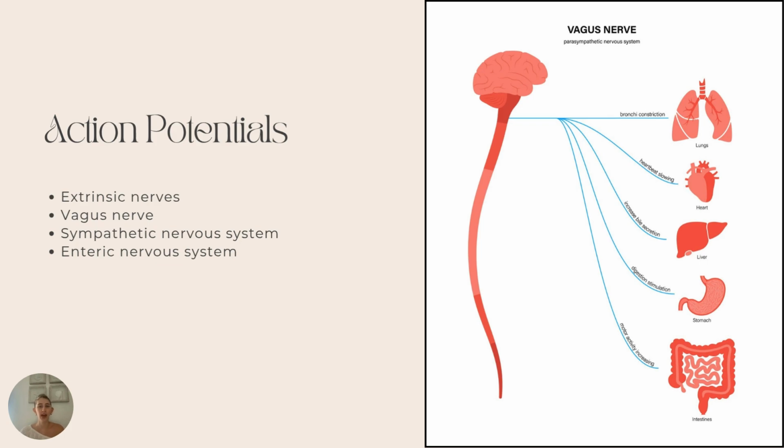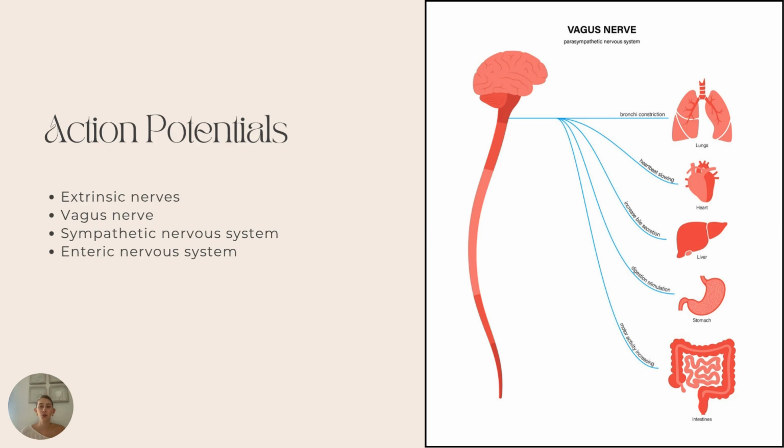Then we have the vagus nerve. This is a major parasympathetic nerve in charge of regulating muscle contractions, glandular secretions, and the movement of food through the digestive tract. We also have the sympathetic nervous system, which slows down digestion by relaxing the stomach and intestinal muscles and decreasing blood flow to the digestive organs.